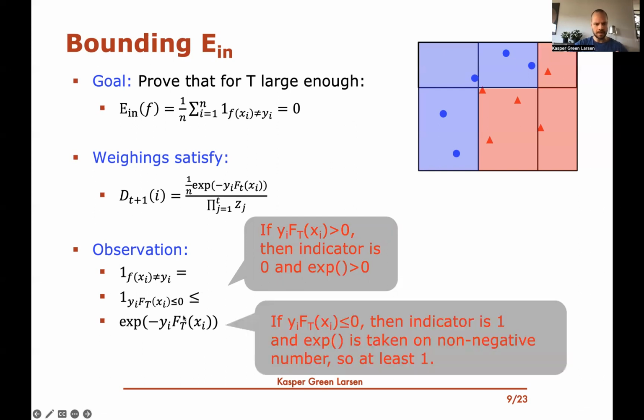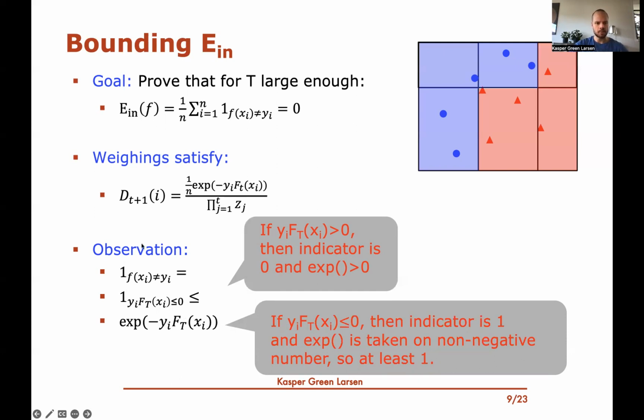We also have to check the other direction. What if the indicator is 1? The indicator is 1 whenever yi times ft of xi is less than or equal to 0. Now, if this is less than or equal to 0, then up here we have minus this expression, so now we have e to a non-negative number. Now, e to any non-negative number is at least 1. So the claim is true, because here we have 1 from the indicator random variable, and here we have something that's at least 1. So this is actually a valid inequality.